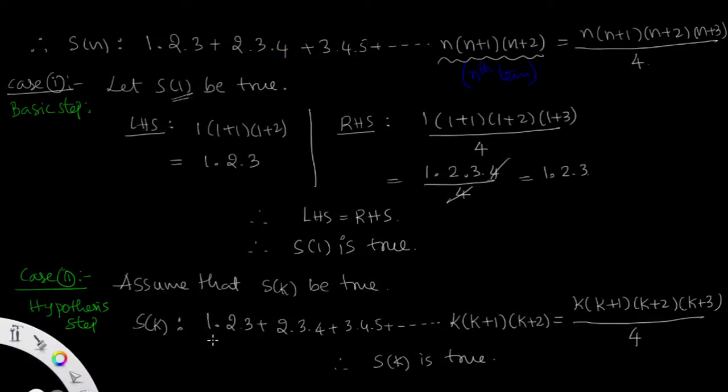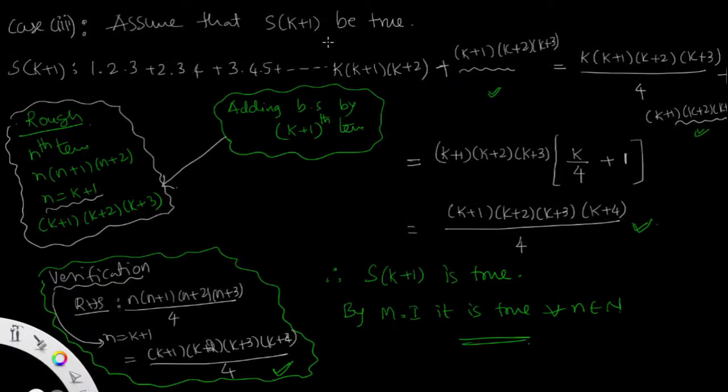Assume that S of k is true. That is, in the place of n you have to write k. So k into k plus 1 into k plus 2 equal to k into k plus 1 into k plus 2 into k plus 3 by 4. Therefore S of k is true. Then assume S of k plus 1. Up to here we have k terms, so adding k plus 1 terms to both sides, in the place of the nth term we get the k plus 1 term. This should be added to both sides. Then taking the LCM, the answer is over.